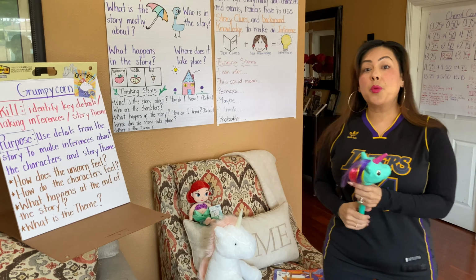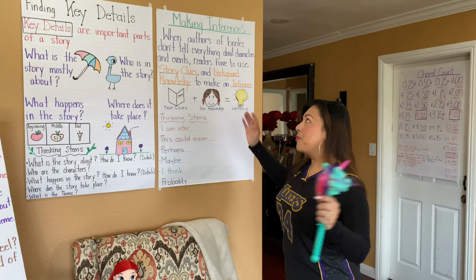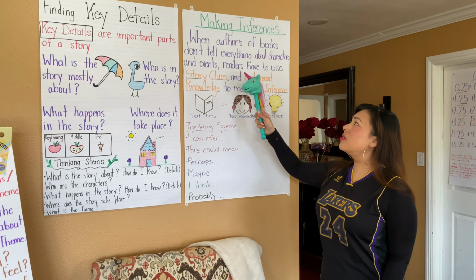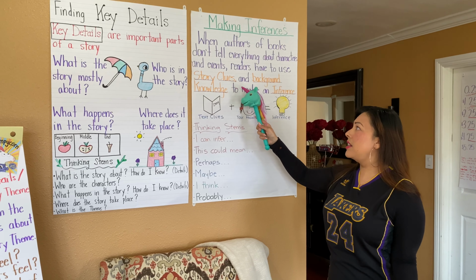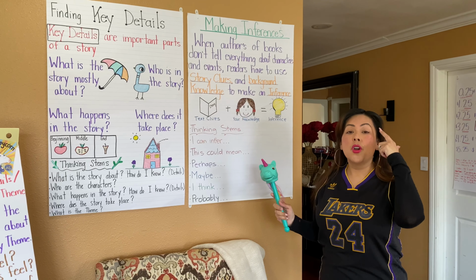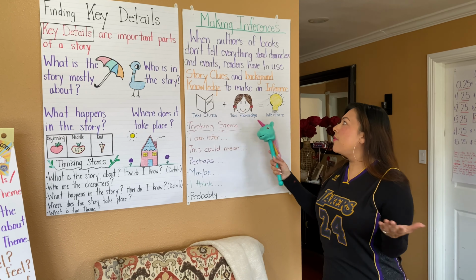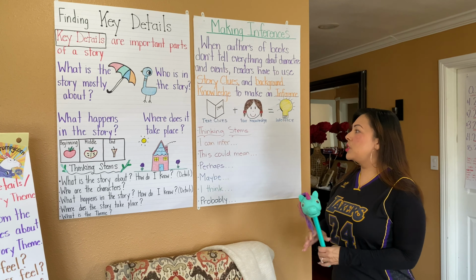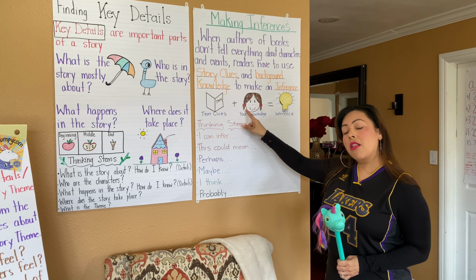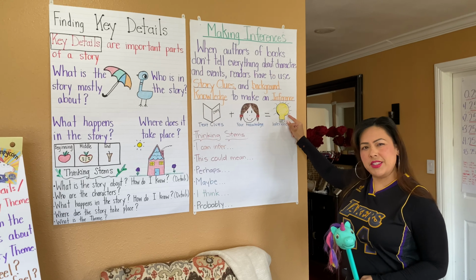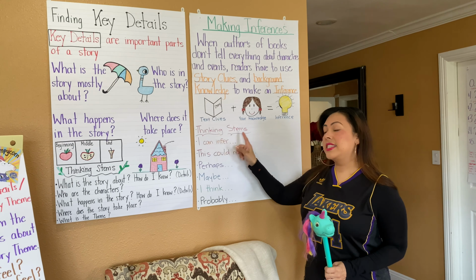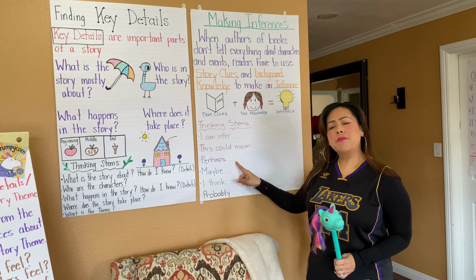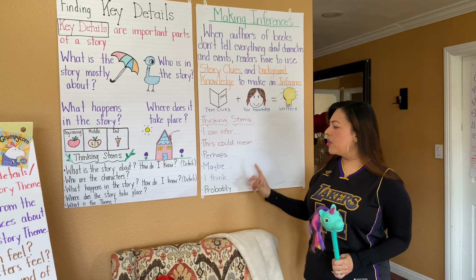As you know, we use this in the classroom, and this is our classroom now. So we're going to be making inferences. Let's remember what that is. That's when authors of books don't tell us everything about the characters and events. Readers, we have to use clues. We have to use our own knowledge to figure out what they are trying to tell us. And that is called making an inference. So it's using the clues and our knowledge to make an idea, to think of something. And remember, these are our thinking stems. We use I can infer, this could mean, perhaps, maybe, I think, probably.